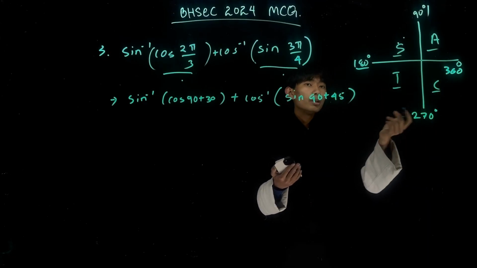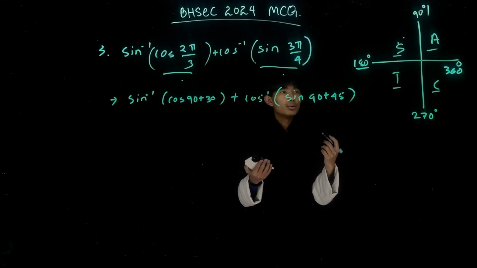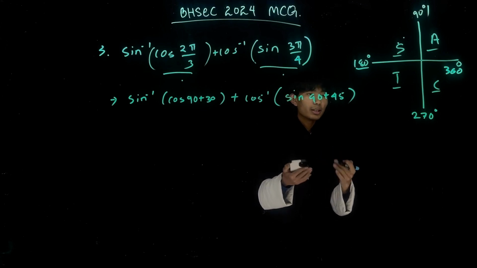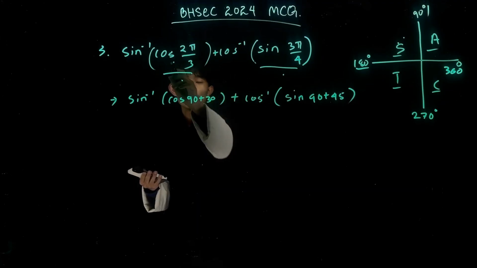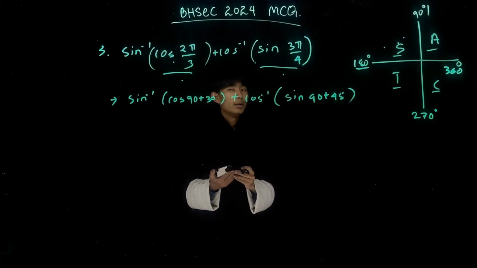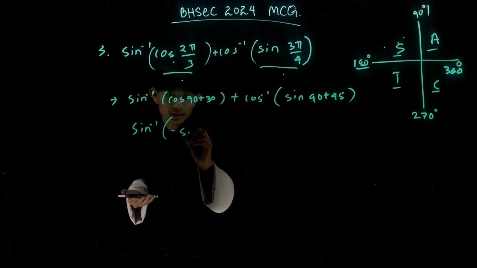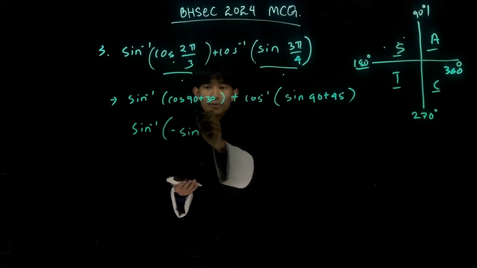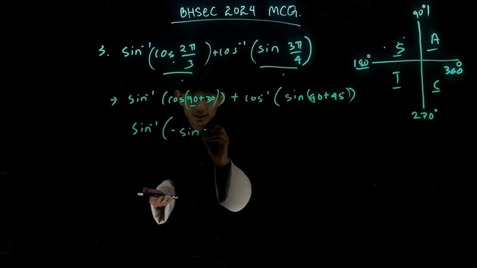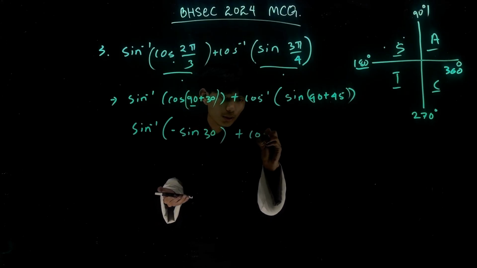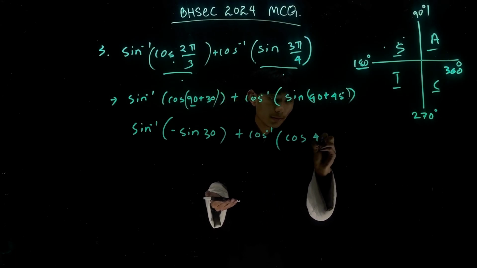So in quadrant 1, all the trigonometric functions are positive. In quadrant 2, sine and its inverse, in quadrant 3, tan and its inverse, and in quadrant 4, cos and its inverse are positive. And since this is cos and cos is negative in the second quadrant, we have to put a negative sign. So this will be sine inverse of negative sine. This gets changed into sine because we are taking 90 as the angle of reference. So don't forget to put the bracket over here. So it's negative sine 30 plus cos inverse. Since sine is positive, we will have positive cos 45.